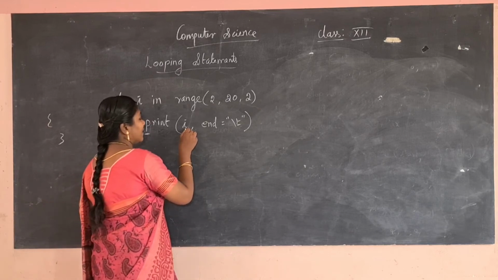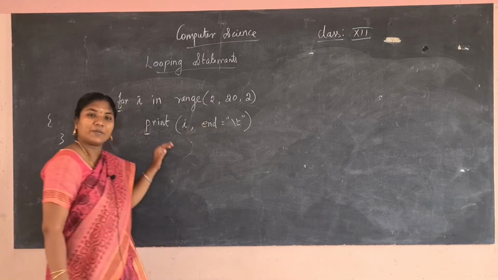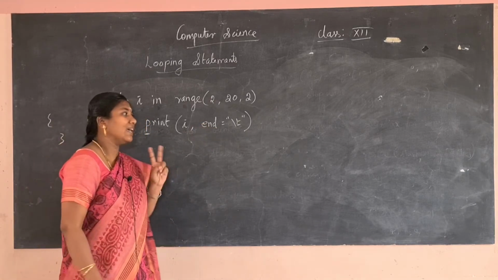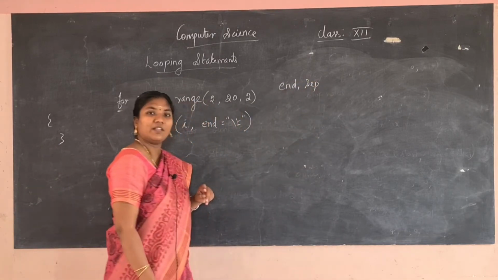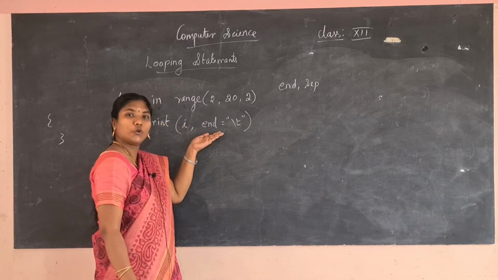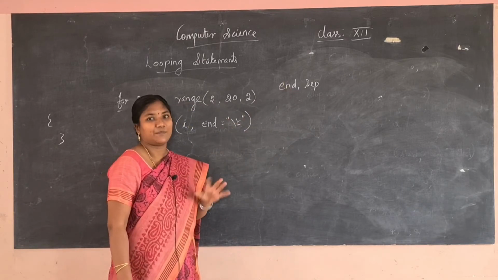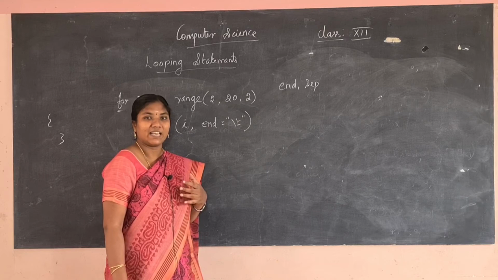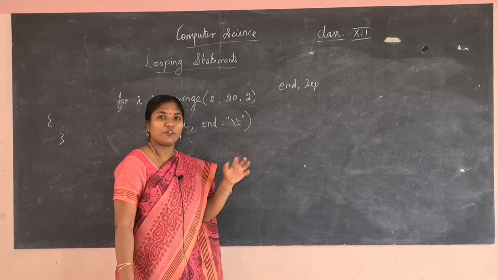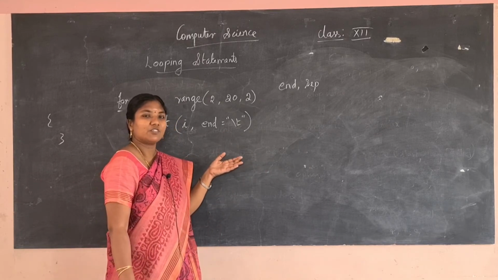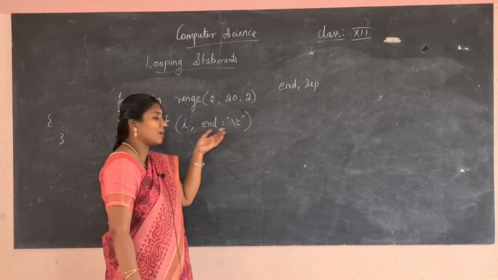I have asked to print the value i, and after the comma I have given end. In the print statement you can use 2 parameters, end and sep, that is separator. End is used for giving the escape sequence, like \t, \n, \r. \t means it will give one tab space. So if you want to print the values with a tab space, then you can use the escape sequence \t, and it must be given in the parameter end.